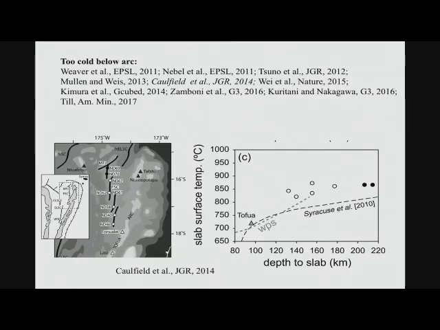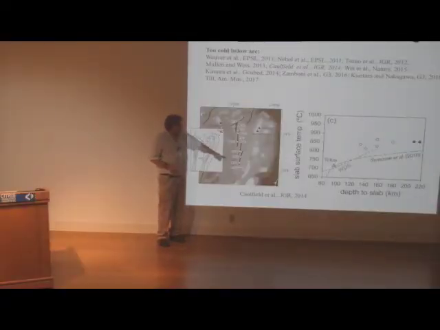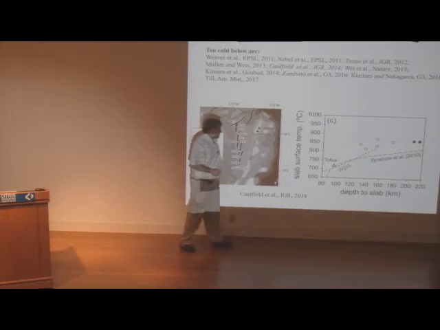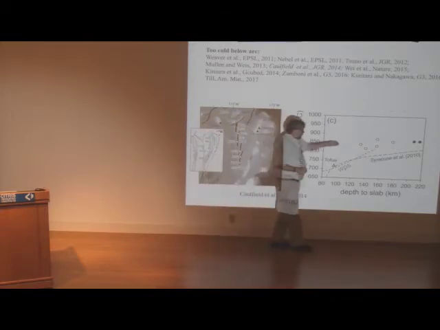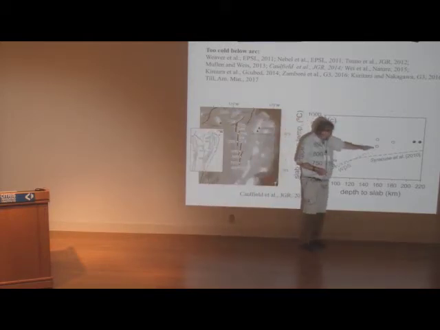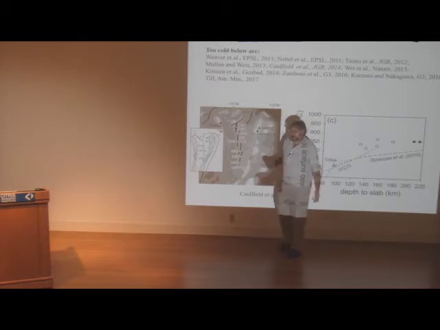It's going to be the last comparison. A few people have looked at our temperatures and said, you're too cold below the arc. Here's a paper from Simon Turner's group, where they looked at the back arc in the Tonga subduction zone. They also used this water-cerium thermometer to estimate the slab temperature, which are the symbols here, and compared that to our predicted model for Tonga. The difference is about 100 degrees, where we are too cold.